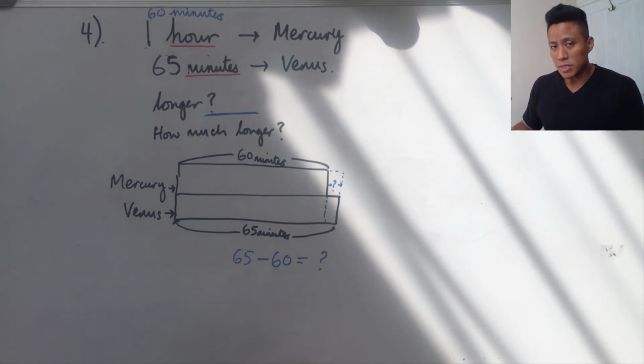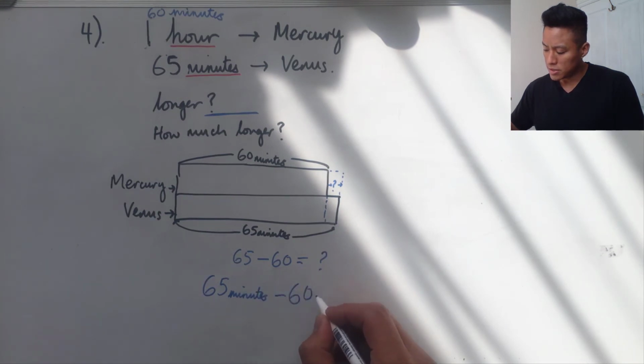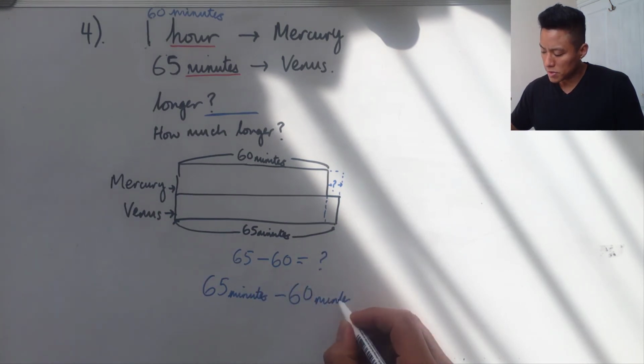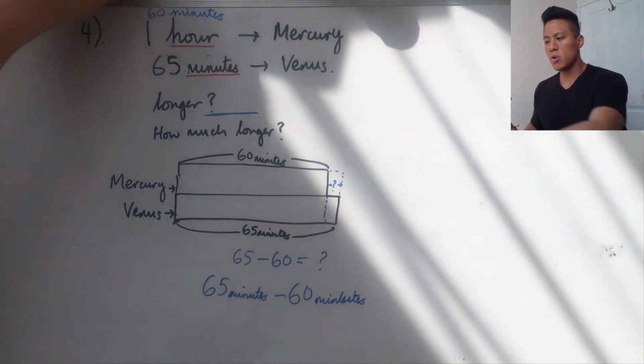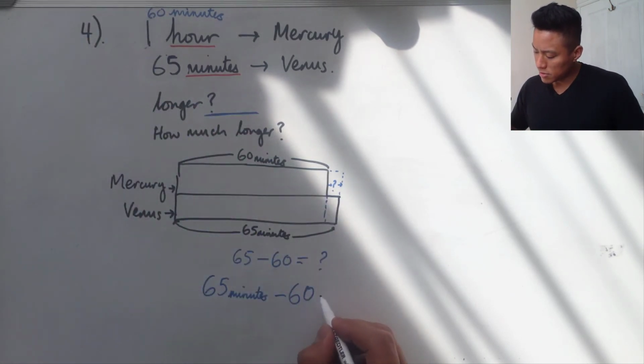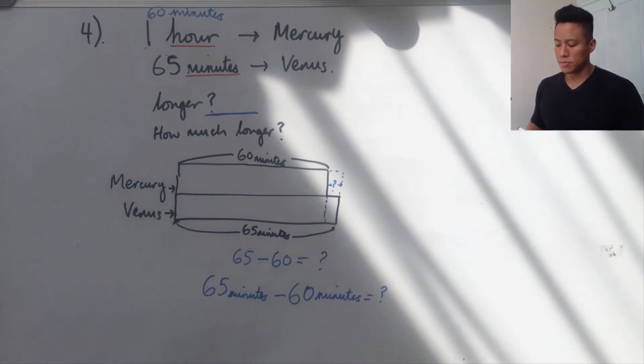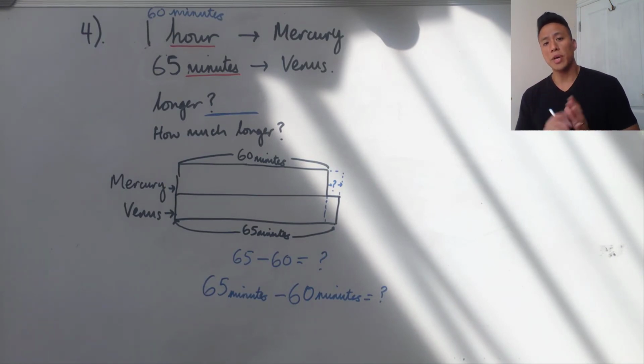Don't forget your unit of measurement. If it helps you, why don't you write down 65 minutes, subtract 60 minutes. That is not how you spell minutes, Mr. Guevara. Let's not have a minlute, let's have a minute. Right, 60 minutes. It's going to equal our unknown. Work out whatever method you want to use to work out the difference.